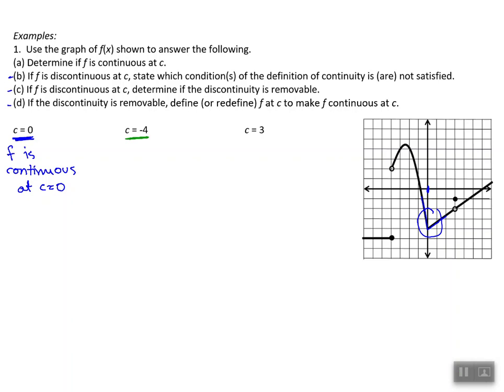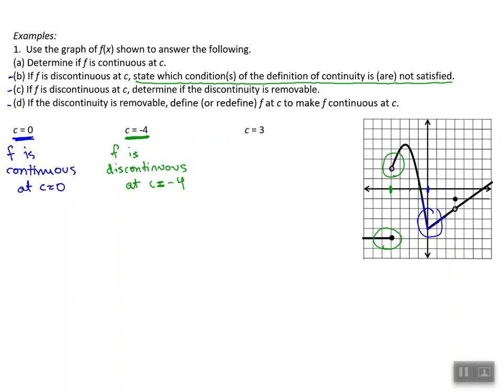How about at c equals -4? I go find where the x value is -4, and I notice there is a jump. Part of the function comes down here, part of the function goes up there. So I know right away that f is not continuous, or I could say f is discontinuous at c equals -4. Now we have to go through and state which condition of the definition of continuity is not satisfied.